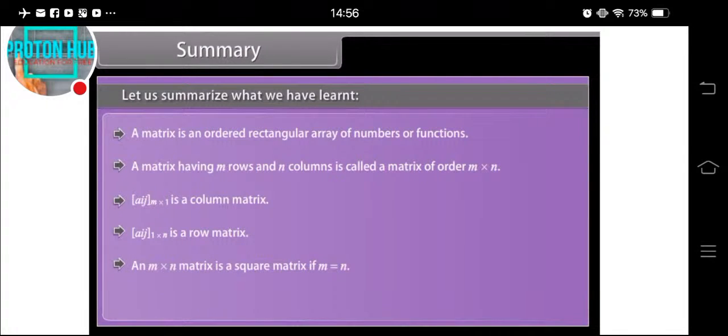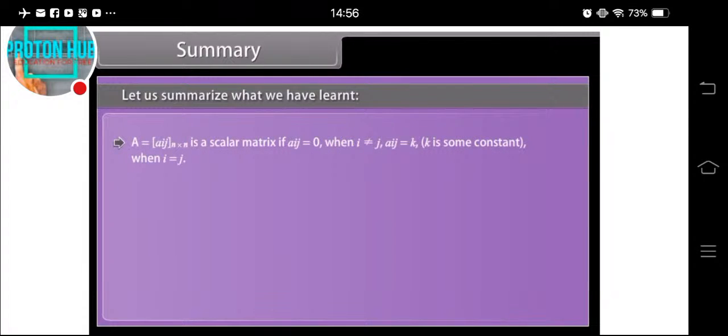An m by n matrix is a square matrix if m is equal to n. A = [a_ij] m by m is a diagonal matrix if a_ij is equal to 0 when i is not equal to j. A = [a_ij] n by n is a scalar matrix if a_ij is equal to 0 when i is not equal to j, and a_ij is equal to k, where k is some constant, when i is equal to j.